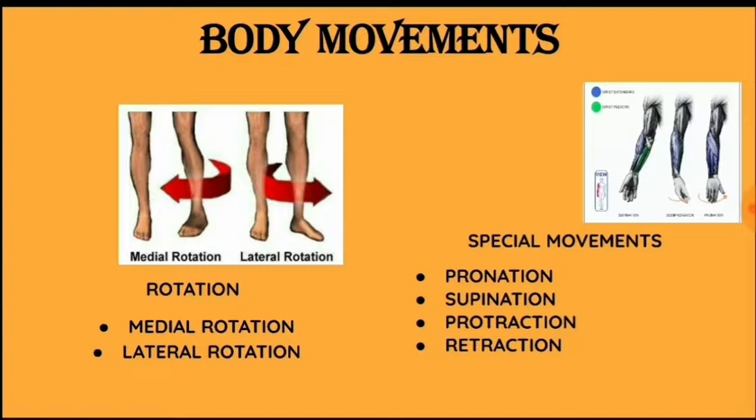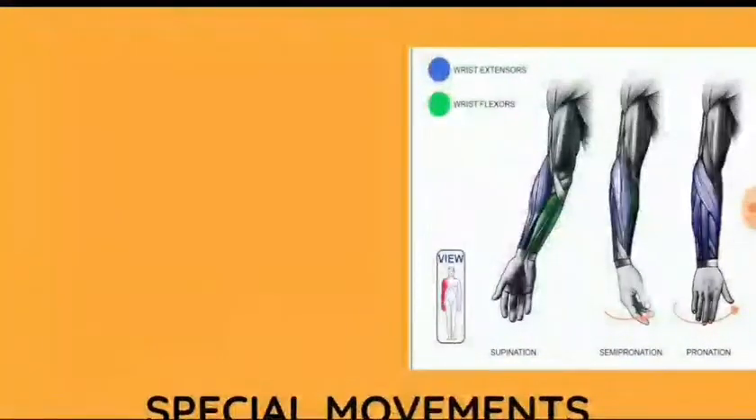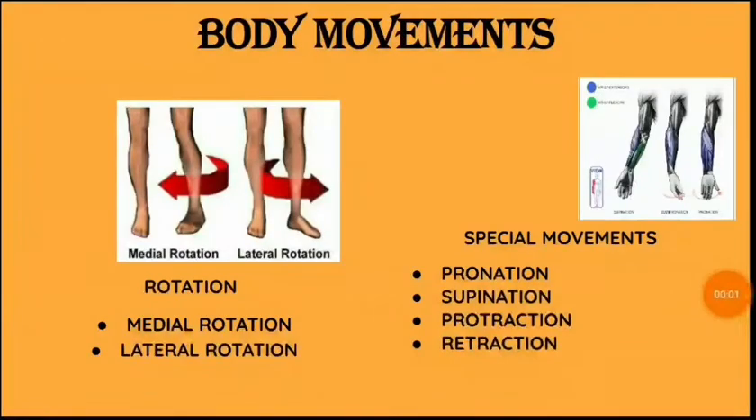Moving on to the various other special movements that are observed, that is pronation, supination, protraction, and retraction. So pronation is moving your palm towards your side, and supination is moving your palm away. So you can see that in the picture. So that is semi pronation, pronation, and supination. So we have seen the special movements also.